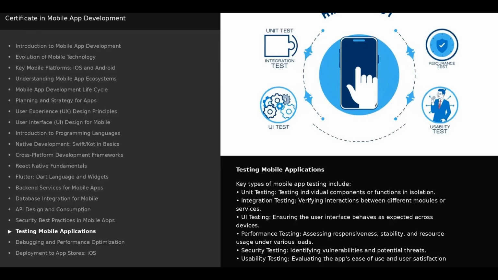Usability testing, evaluating the app's ease of use and user satisfaction with real users. Compatibility testing, ensuring the app works across different devices, OS versions, and screen sizes. Automated testing tools and frameworks are often used to streamline these processes. A well-executed testing strategy is vital for delivering a stable, reliable, and high-performing mobile application. It ensures the app meets all quality standards.